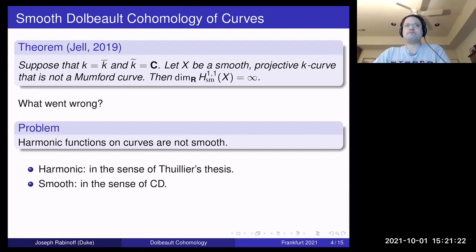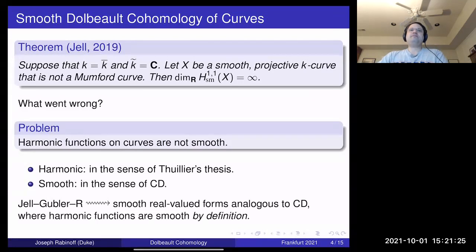So in Walter's talk, Walter will talk about some work that we've been doing over the past year or so, where we set up a theory of smooth real-valued forms analogous to the Chambert-Loir and Ducros theory, in which harmonic functions are by definition smooth. And this is also set up in essentially the same generality as Chambert-Loir and Ducros are working, and requires a bit of work to actually make everything go through. But you should think of that as very analogous to what they did.